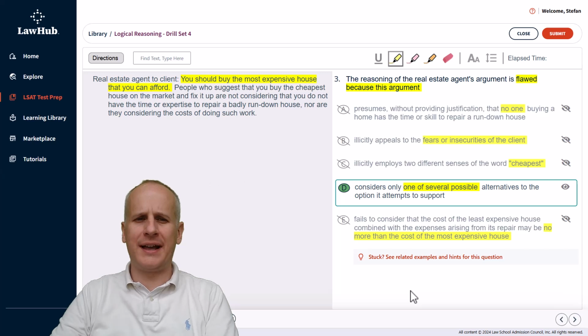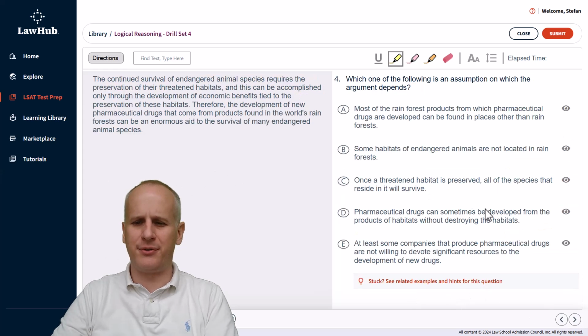Here we are over at Logical Reasoning drill set number 4 from lawhub.lsac.org. And we move on from number 3 to number 4. And we've got our highlight tool still ready to go. And we read the question stem for number 4 first, looking to mark and identify with that highlight tool what we're being asked to do. So number 4 reads, which one of the following is an assumption on which the argument depends?